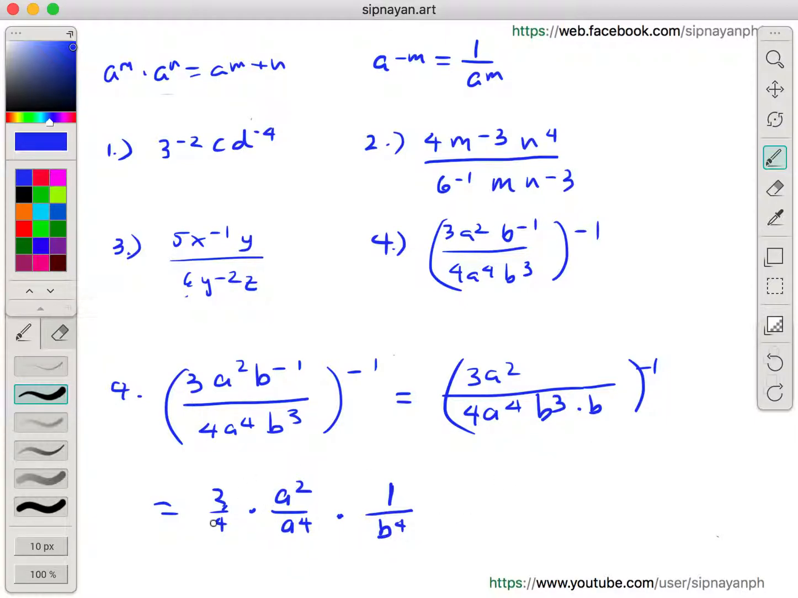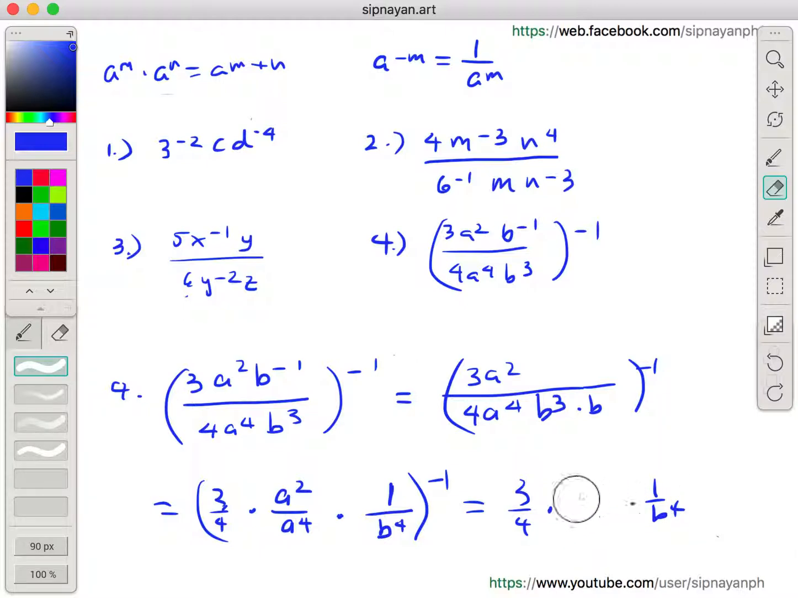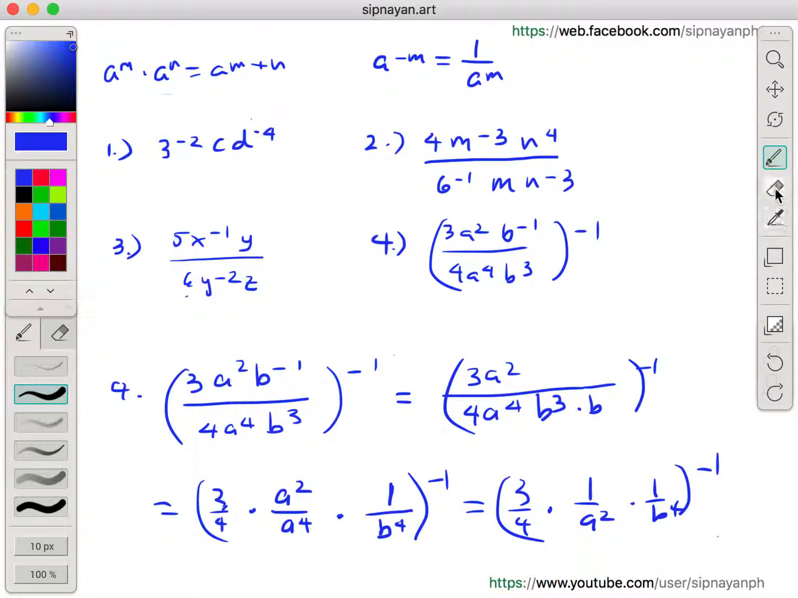Okay, so, what can we simplify? The negative 1 there. We can simplify this: a squared over a to the fourth becomes negative, right? By the law of exponents. 3 over 4 times a to the negative 2, because it becomes 2 minus 4. Times 1 over b to the fourth. And again, the a to the negative 2 becomes 1 over a squared. So, we can replace this with 1 over a squared, raised to the negative 1 still.